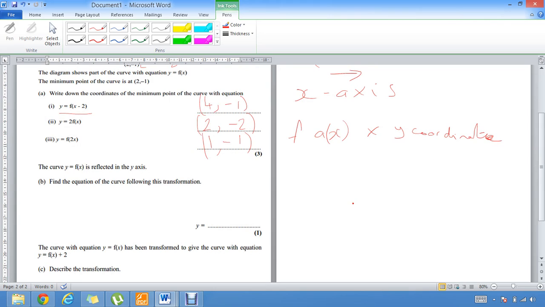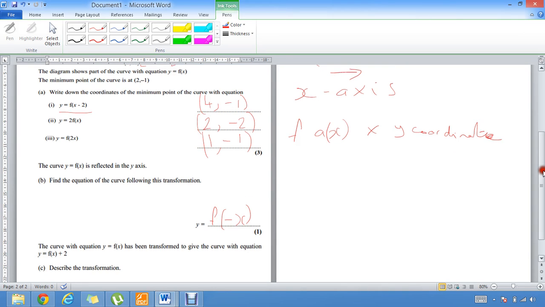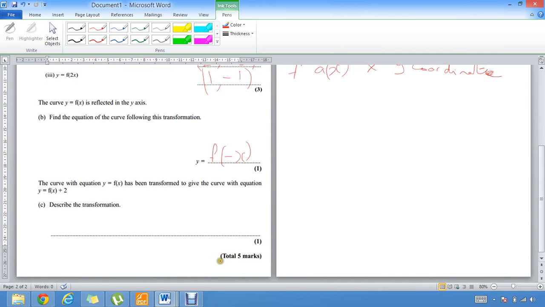Now part B of the question, it says the curve y equals f of x is reflected in the y-axis. So again, if you remember the rule, if there's a reflection in the y-axis, we'll have f and then minus inside the bracket and then x. Again, it's a 1 mark question and that's all they're asking for, do you recognize that if the minus is inside the bracket, it's going to reflect on the y. If the minus is outside, it reflects the x-axis. Feel free to pause the video now and have a go at this question.